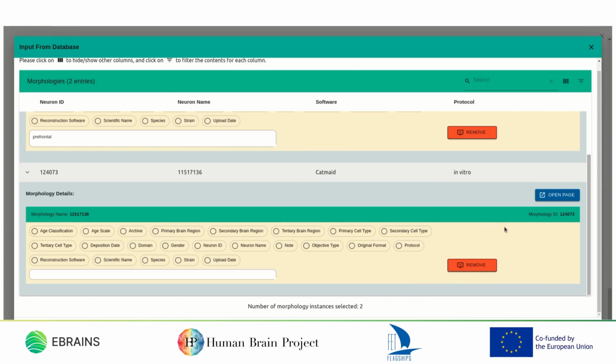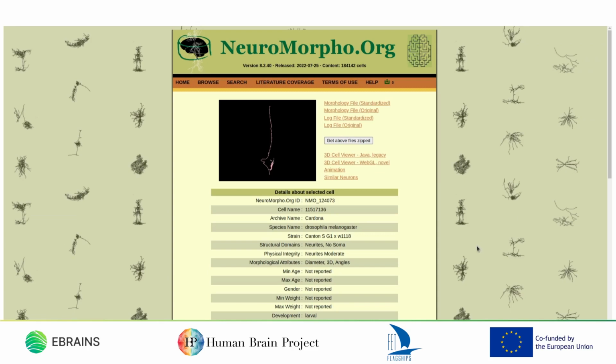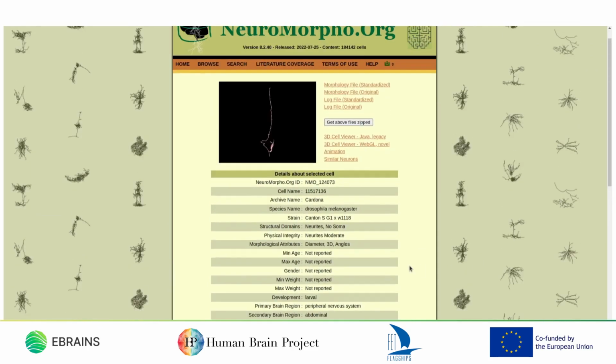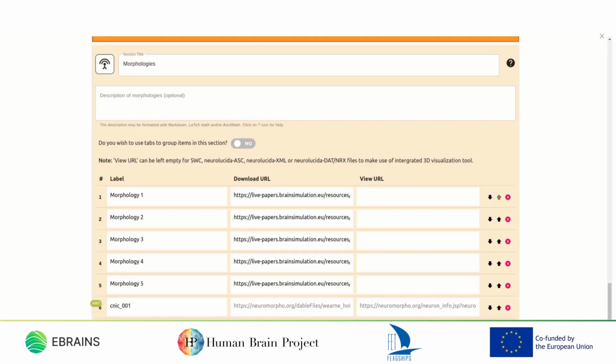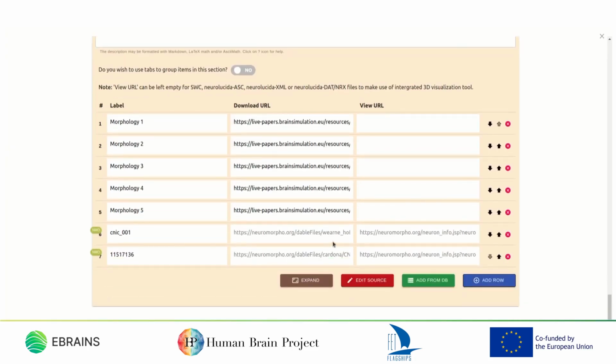The Open Page button allows you to visit the relevant page in the external repository, thereby providing you access to further information. To confirm and enter the selected entries into our live paper, click on Add Items here at the bottom. As you would notice, 2 new entries have been added with a small text bubble next to them, indicating that they have been imported from an external repository.